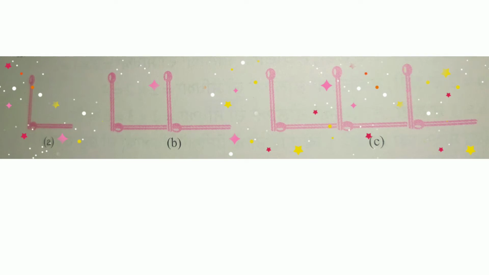This shows the English alphabet letter L. In figure A, one L is drawn. In figure B, two L's are there. In figure C, there are three L's. And to write one L, we count the number of matchsticks. It is 2. Then to write figure B, we need 4 matchsticks. And for the C pattern, we need 6 matchsticks.